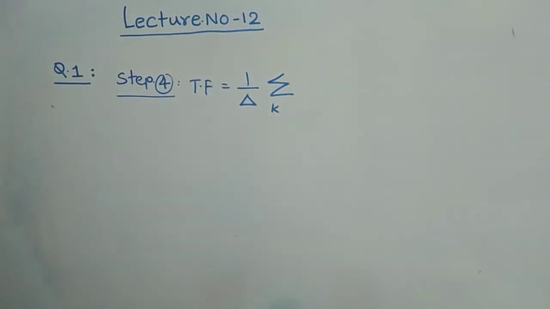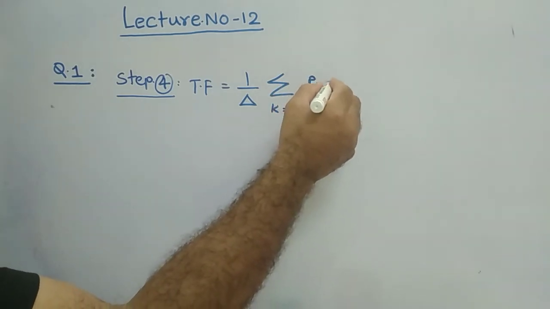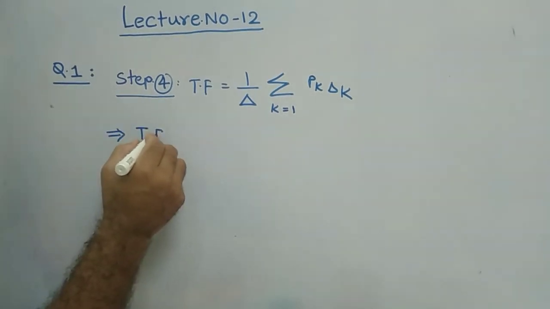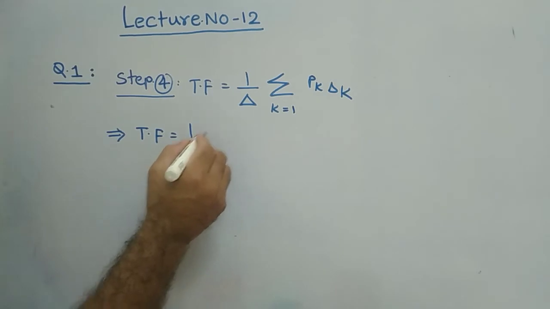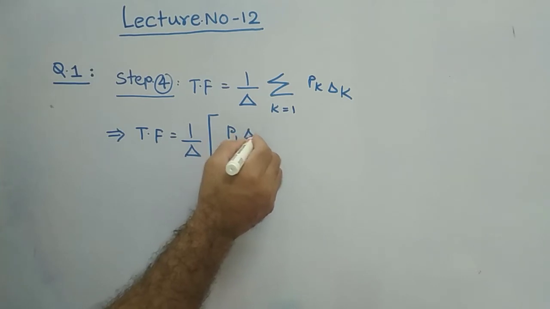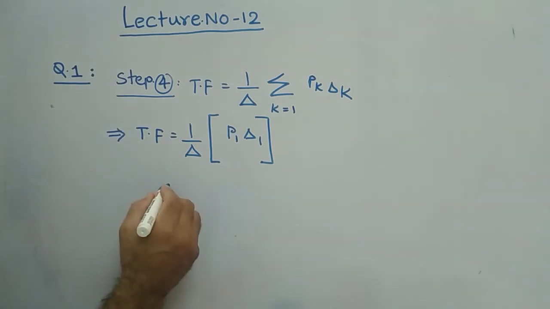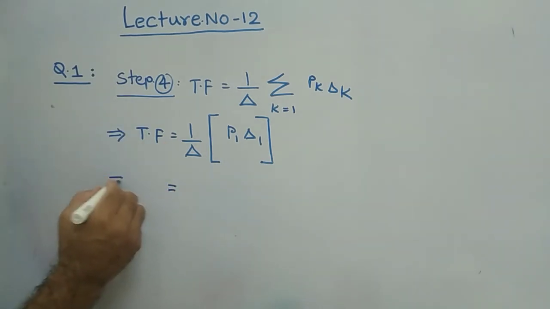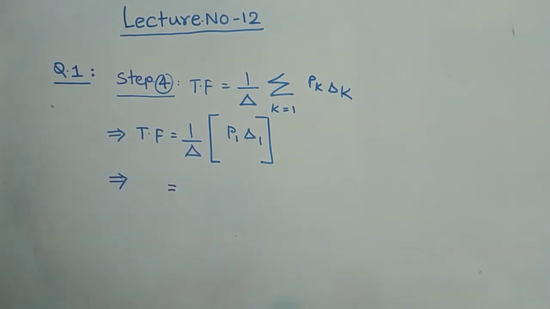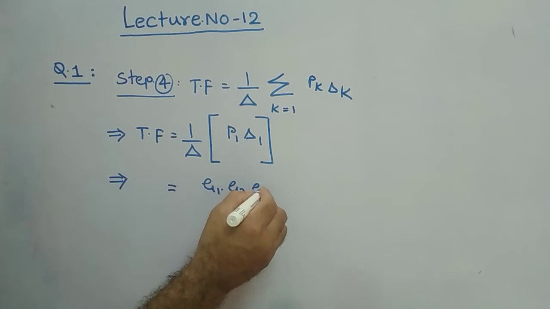How many paths are there? You have only one path. Therefore, k is equal to 1. It is Pk delta k. This is your formula. This implies your transfer function is equal to 1 by delta. If you expand this summation, it will come like this, P1 delta 1. Therefore, P1 delta 1 by delta. What is P1? You already know that. P1 is g1, g2, g3. Is it not?